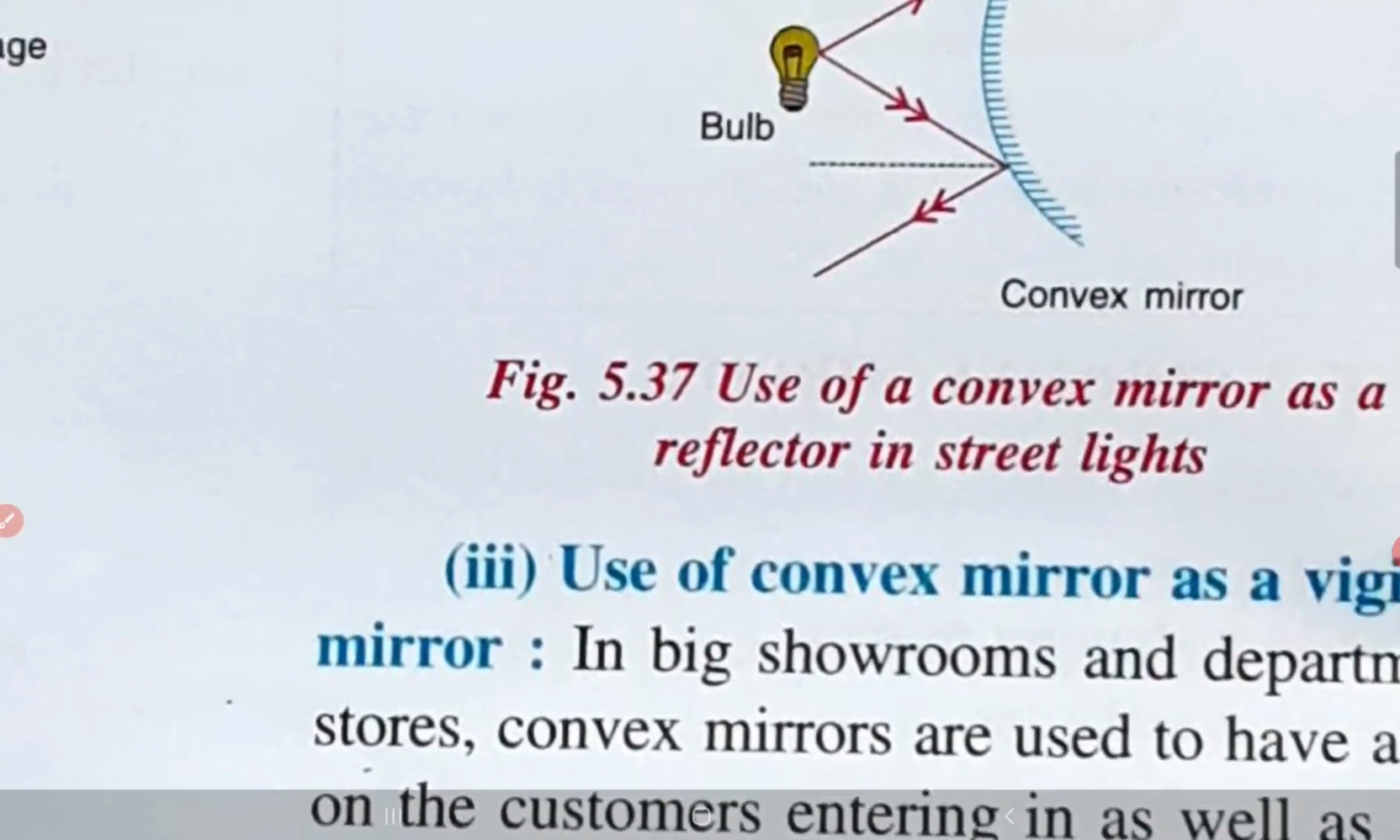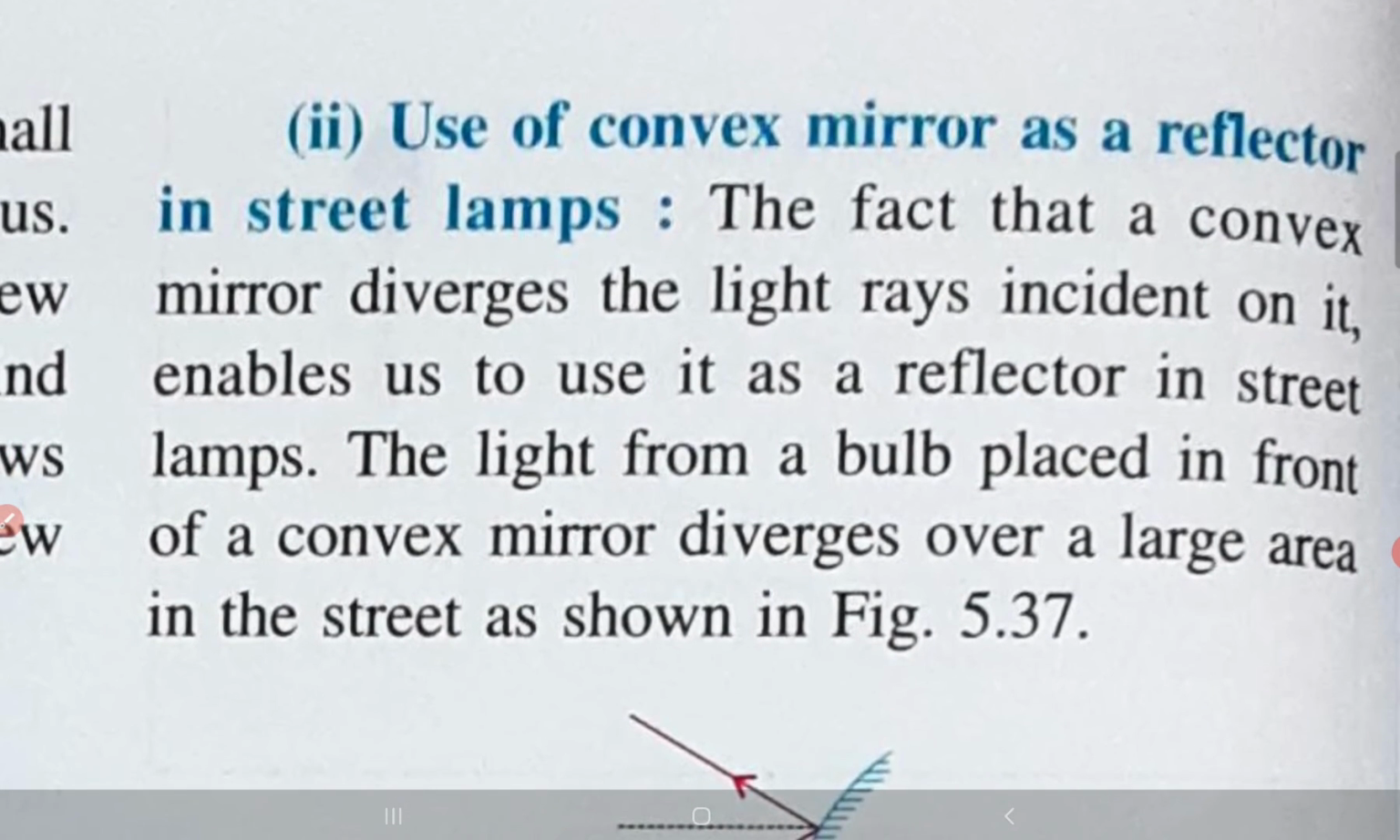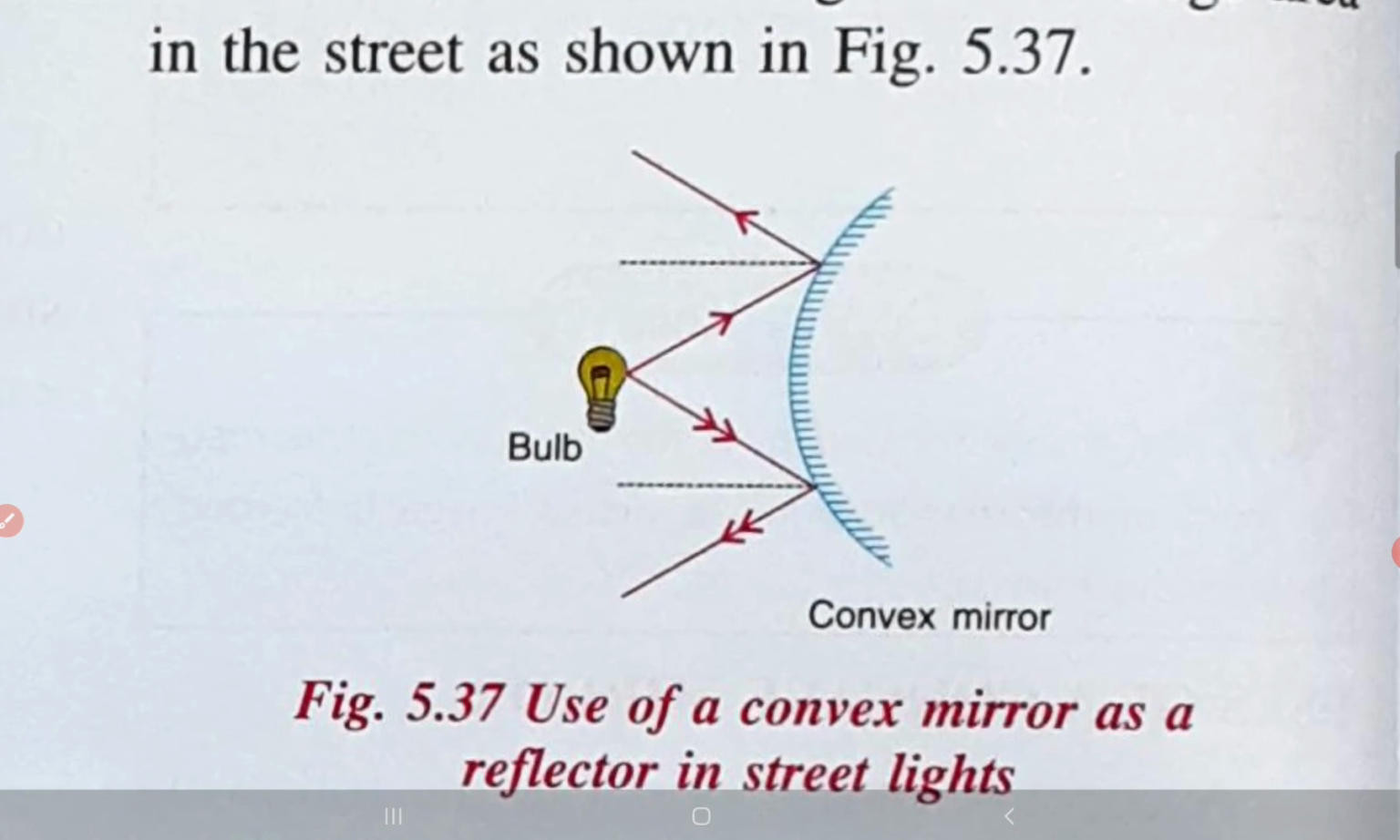Now the next thing is the use of convex mirror as a reflector in street lamps. The fact that the convex mirror diverges the light incident on it, which is why it is called a diverging mirror, enables us to use it as a reflector in street lamps. The light from a bulb placed in front of a convex mirror diverges over a large area in the street, as shown in this figure. When the bulb throws light on the convex mirror, the light rays get diverged out. Hence this property of this particular mirror can be used in street lamps.